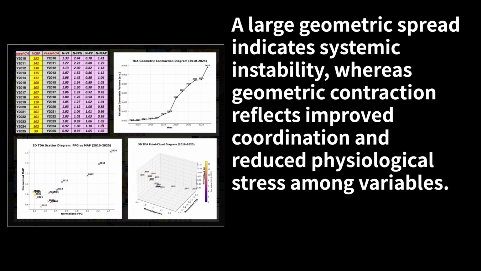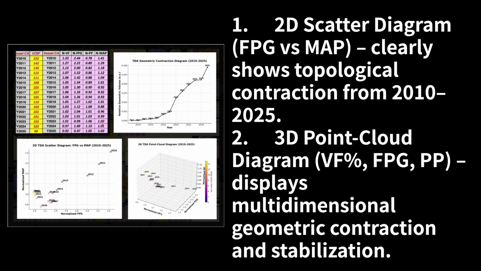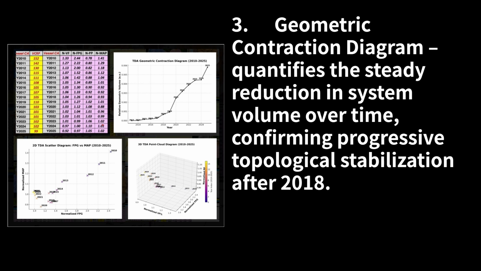A large geometric spread indicates systemic instability, whereas geometric contraction reflects improved coordination and reduced physiological stress among variables. Results in topological interpretation. In the finalized 3 TDA diagrams below, 1. 2D scatter diagram, FPG versus MAP, clearly shows topological contraction from 2010 to 2025. 2. 3D point cloud diagram, VF%, FPG, PP, displays multidimensional geometric contraction and stabilization. 3.